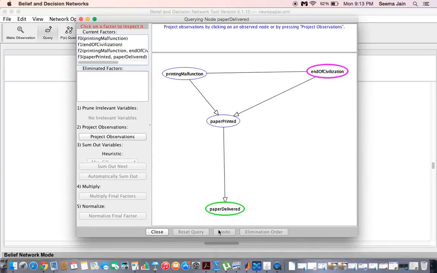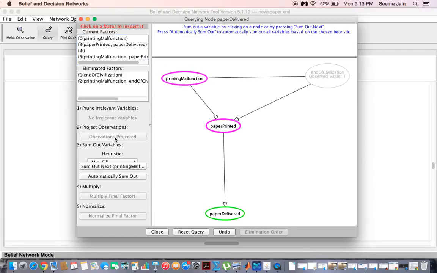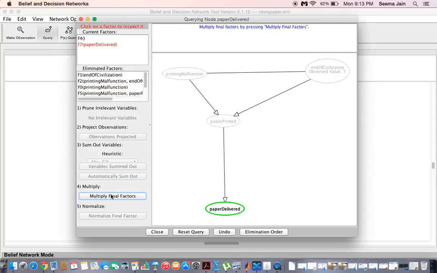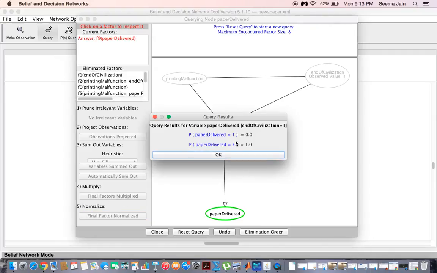So this is what we observe, and this is the variable that I'm trying to query. I do the usual project observations. I sum out printing malfunction first, I sum out paper printed next, and then I finally multiply the factors, normalize the factor, and I get what's expected, right? So the probability of paper delivered being true is 0. If it's the end of civilization, there would be no paper, obviously.